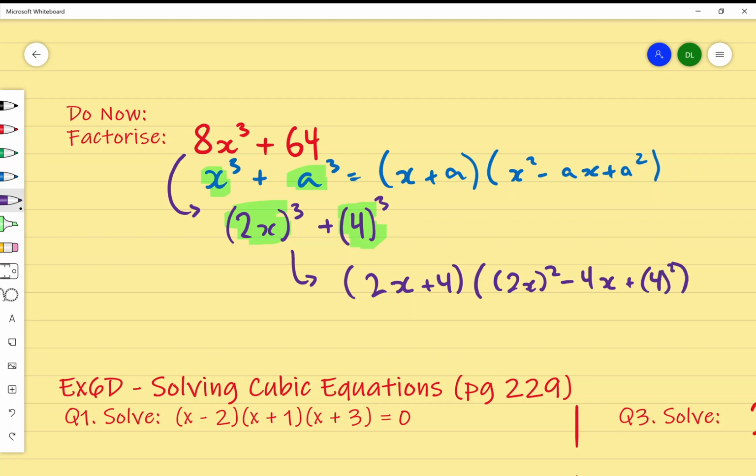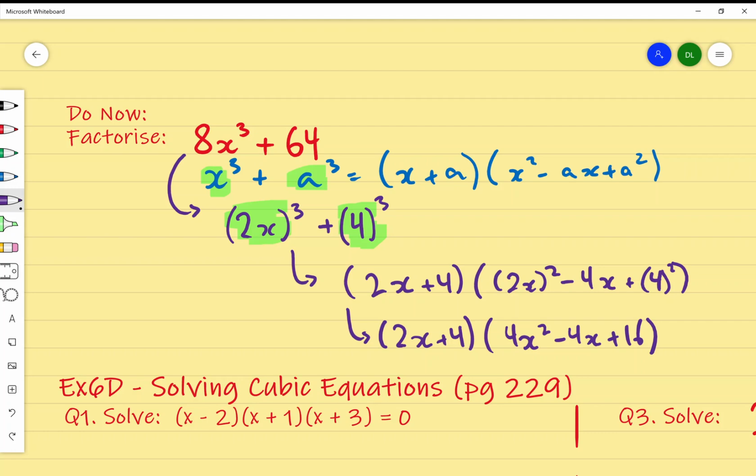Have I lost anyone? Okay, that normally means yes. So what I'm doing is substituting those values in. I'm going to go ahead and simplify that. So I get bracket 2x plus 4, bracket 4x squared minus 4x plus 16.